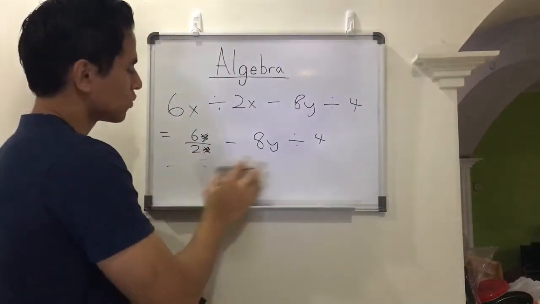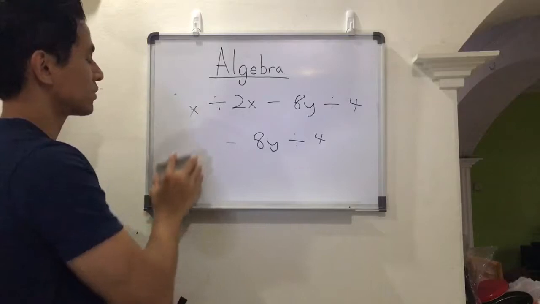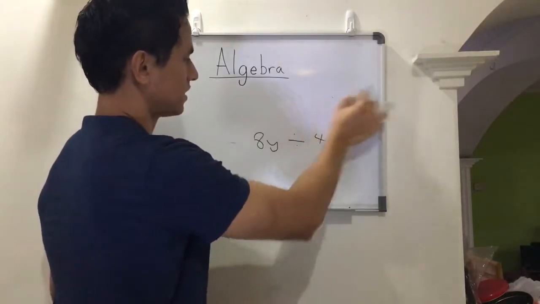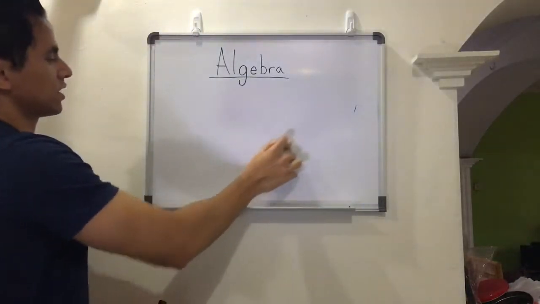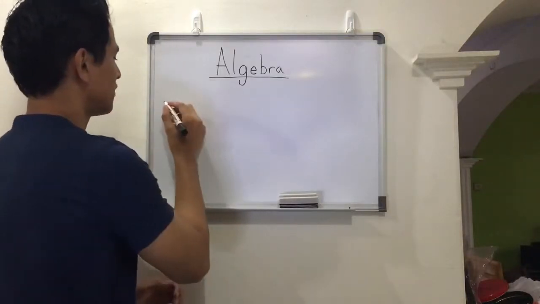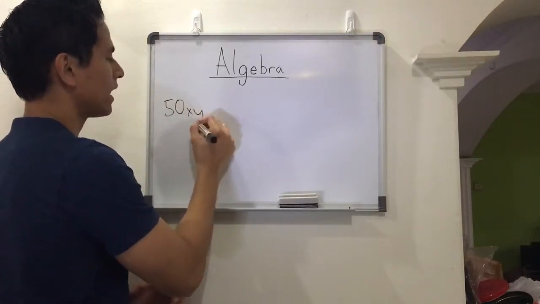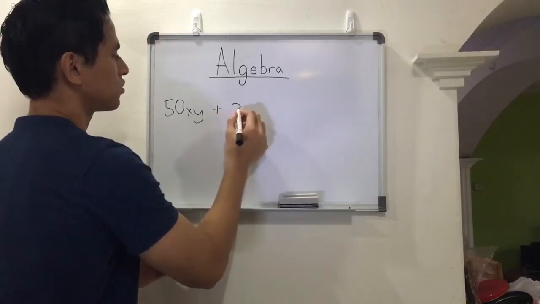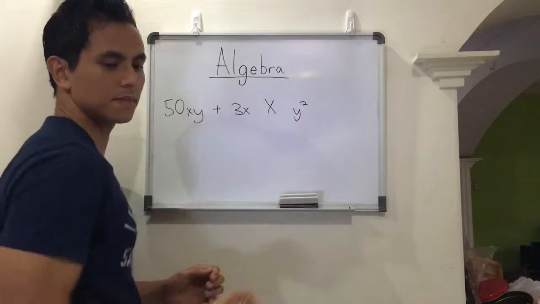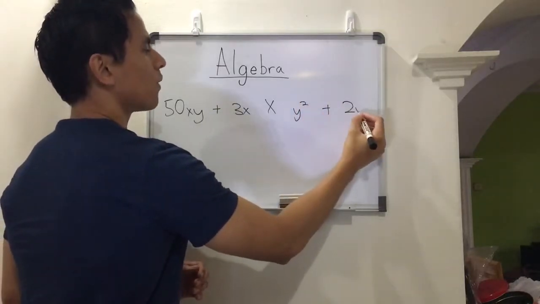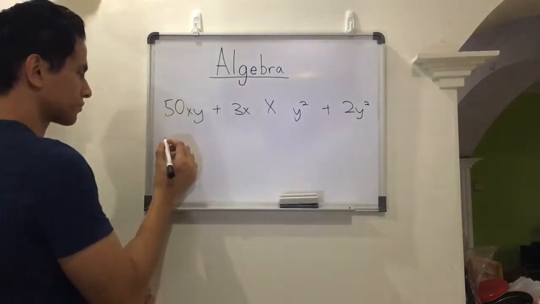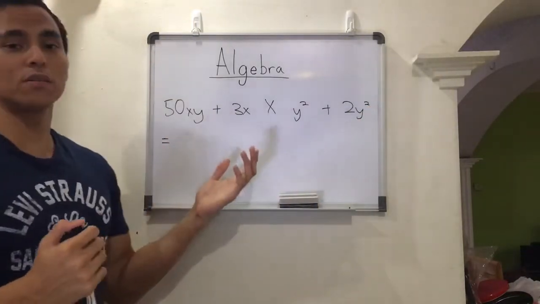Okay, so one more harder example, and this will be the last one in this video. So in this example, I'm going to introduce powers greater than 1. So for example, we have xy plus 3x multiplied by y squared plus 2y squared. Okay, so how do we go about doing this?